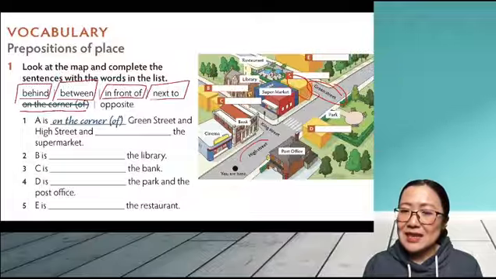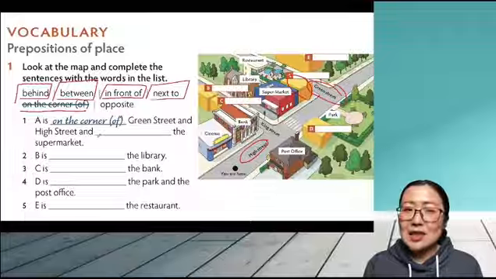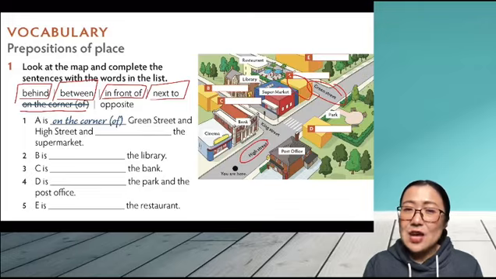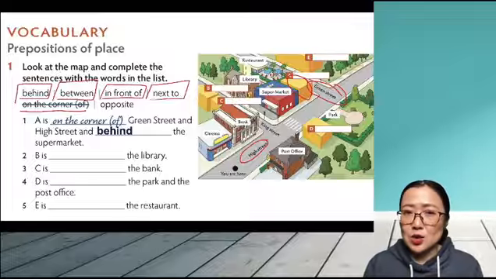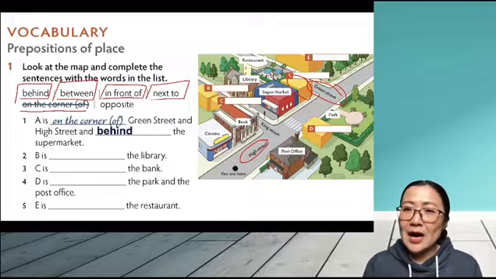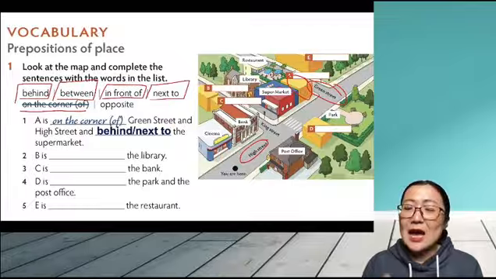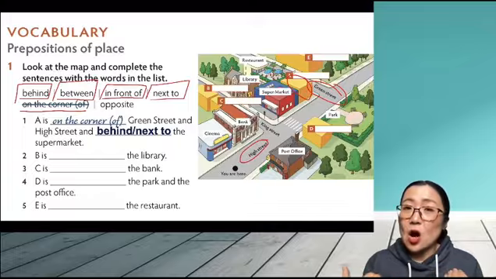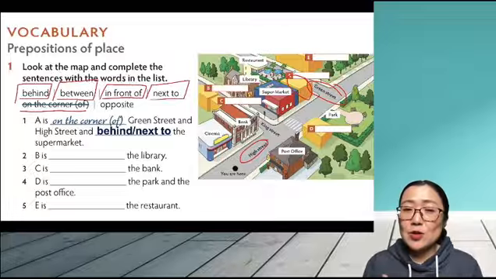You know, this is High Street, right? And 什么? The supermarket. Let's see. The supermarket is here and A is here. So which word can we use? Right, so we can say behind the supermarket, right? Behind the supermarket. And also we can say next to because these two places are really close, right? 我们也可以用到 next to. 为什么？因为这两个地方是挨得非常的近的。All right?